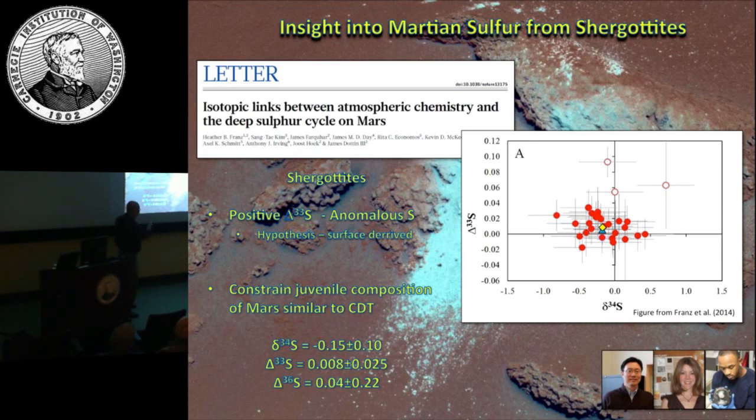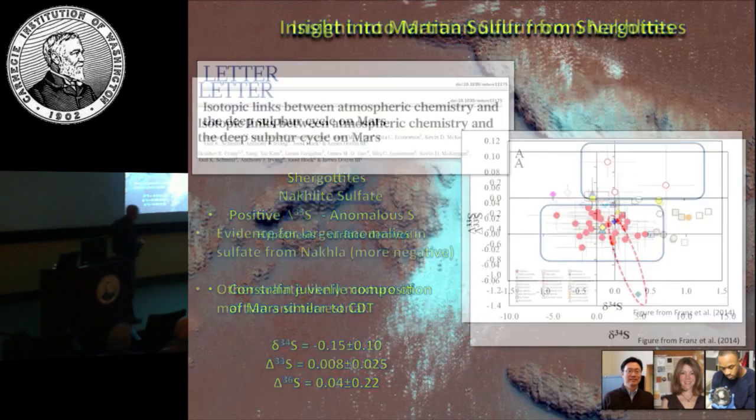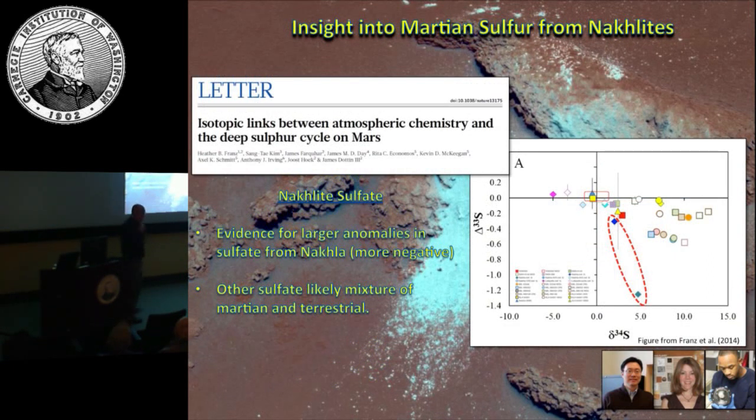The other point is one of the most primitive chassignites, or most depleted chassignites. It's there. So it gives us a constraint on the composition of sulfur on Mars, which is necessary to take the next step, which will be to look at sulfur in some of the other Martian meteorites. And so the other Martian meteorites that we talked about, there are other groups, are the nakhlites.